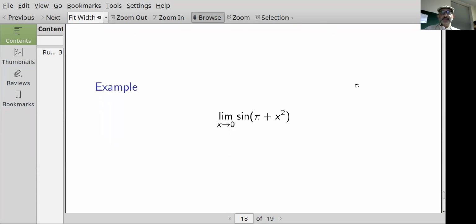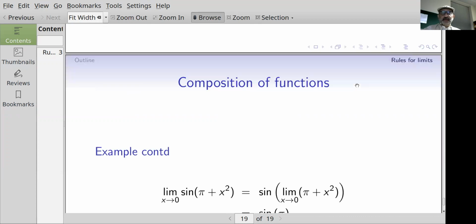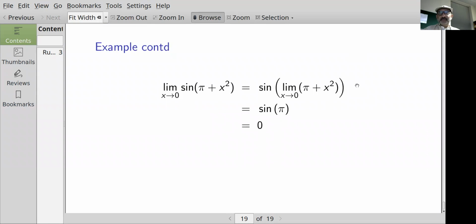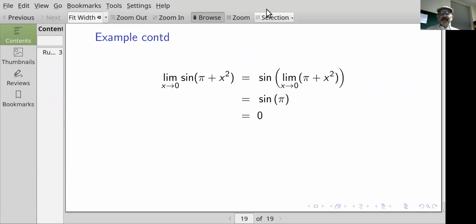Okay, so as an example, we have a sine function composed with a polynomial function. Then we can take that as the sine of the limit as x goes to 0 of pi plus x squared, which is sine of pi, which is 0. Okay, so those were some rules for how we can take limits of complicated functions and break them down into limits of simpler functions.